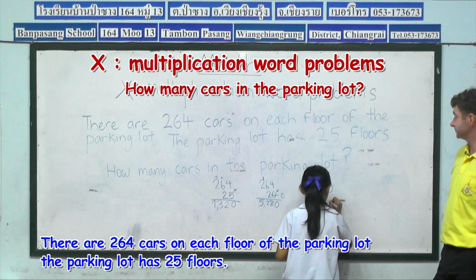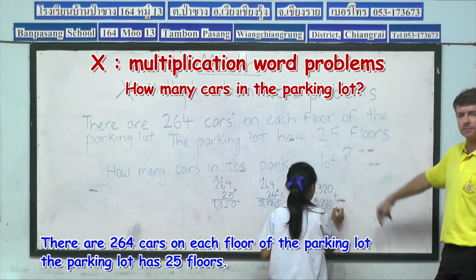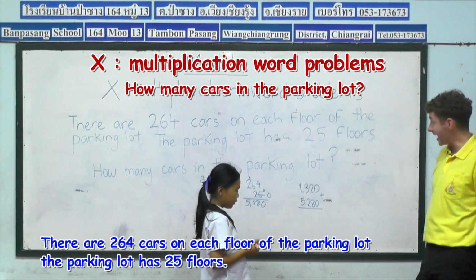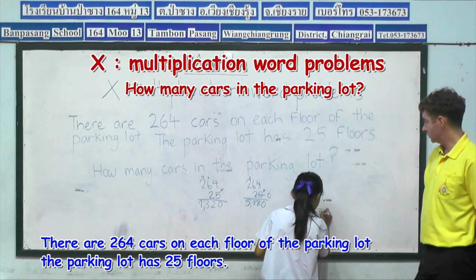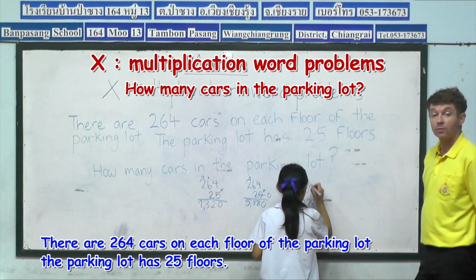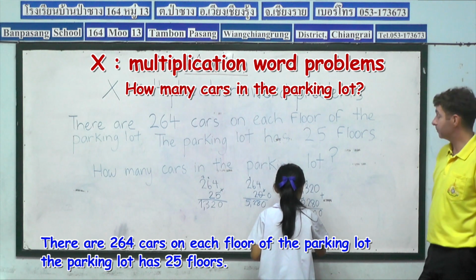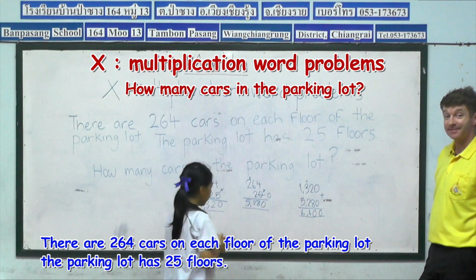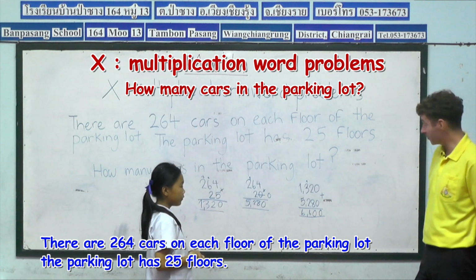So now we can write the answer for number 2. 5,280. Now our final calculation, guys, do we multiply these numbers? We don't multiply, we plus, we add together. 0 plus 0. 2 times 3. Excellent. So Nadia has correctly worked out our multiplication word problem.